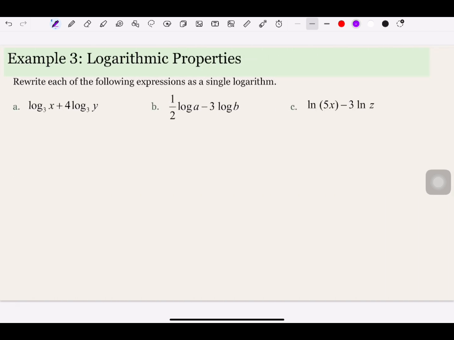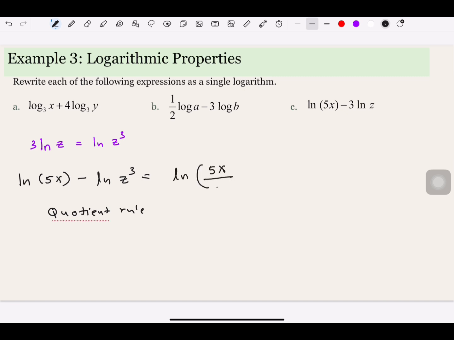Part C, again you have to rewrite this. First of all, let me move this 3 inside the log term. 3 log, okay, it's not log, it's natural logarithm. You have 3 ln z, which equals ln z to the power 3. Now let's go back to my problem. The problem says we have ln 5x minus ln z to the power 3. Again, we have a difference, which means we can use the quotient rule. So this is going to be ln of 5x over z to the power 3. You have to use parentheses here. So let me rewrite this. So this is your answer.